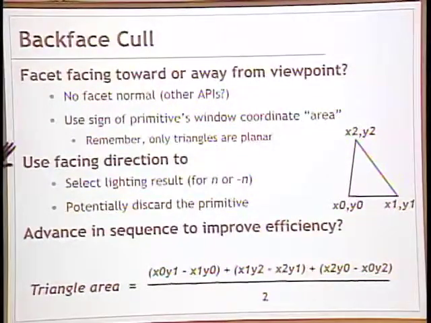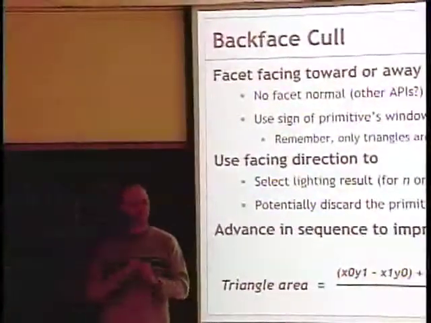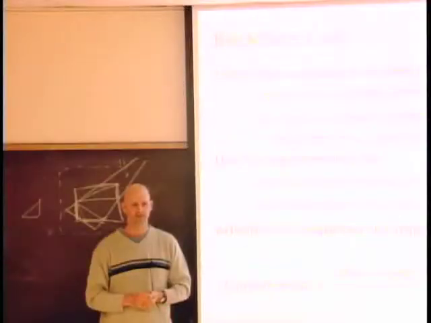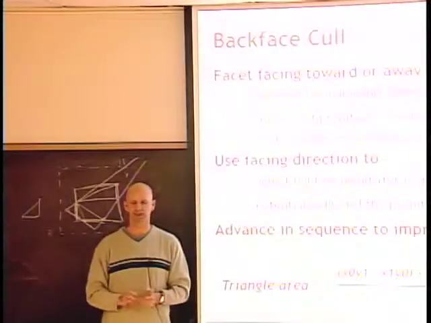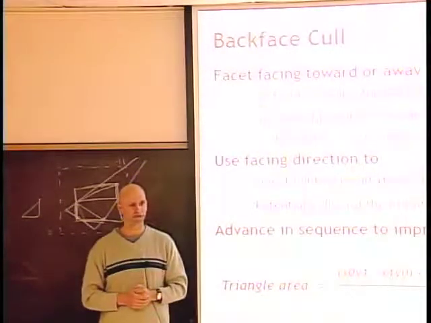Now, we don't have a facet normal. Okay? Other APIs do, but we don't have a facet normal. Our normals are instead per vertex. So we can't really use a normal to figure this out. Okay? So instead what we're going to do is really very clever. We're going to use the sign of the primitive's window area, and we're going to define the area of my triangle such that if it's facing the camera, it is a positive area. And if it is facing away from the camera, it is a negative area. And then we're only going to render the things with a positive area. You're going to say, well, that seems pretty cool because it's going to solve the problem, but what the heck do you mean by positive or negative area?